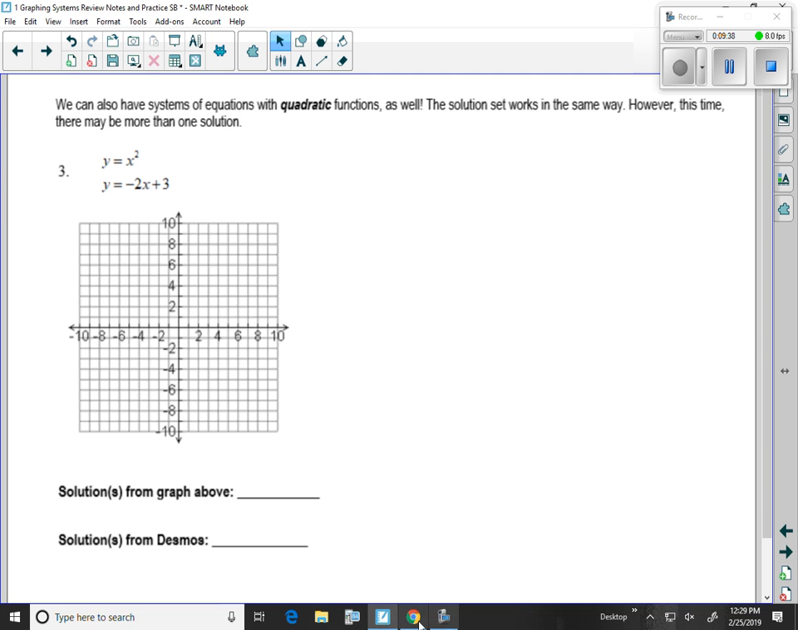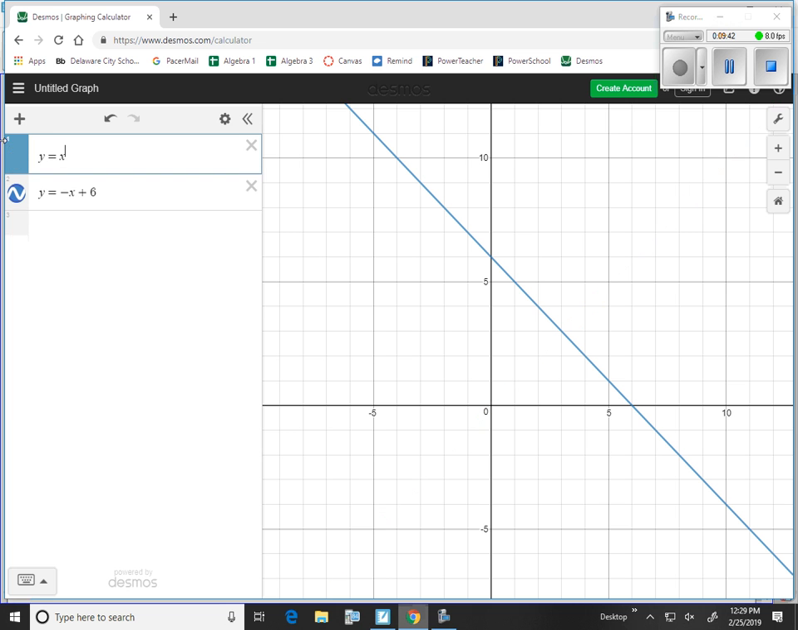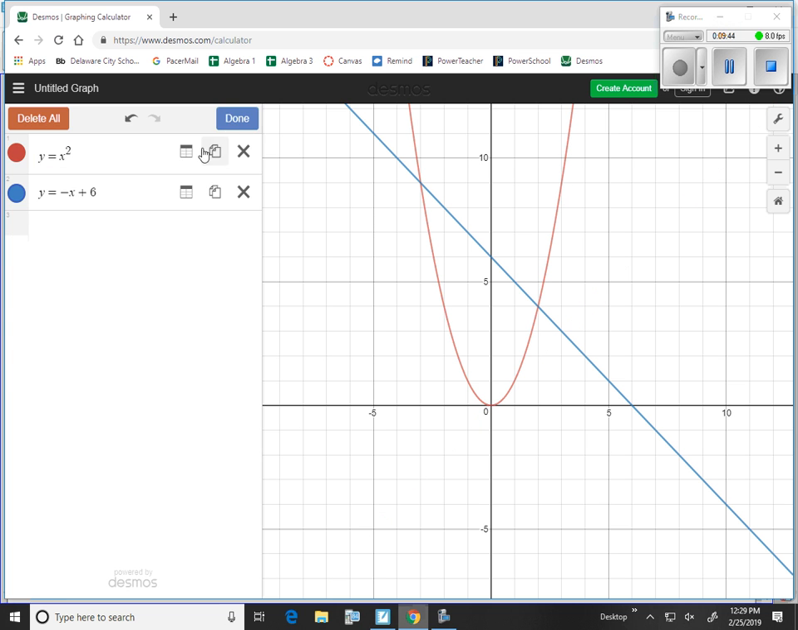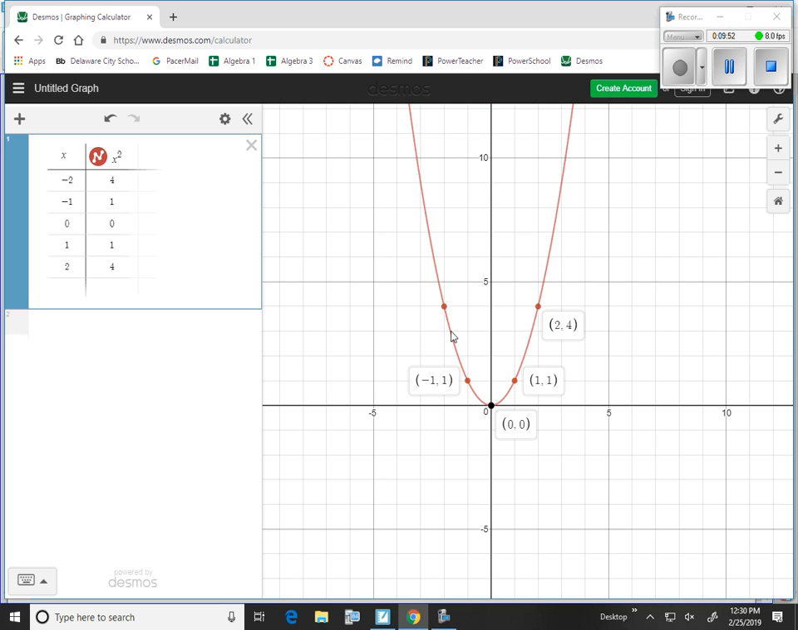Okay, so we're going to go ahead and go to Desmos, and we're going to type in y equals x squared, and I'm going to just add a table for that one. Okay, adding a table there. Or you can just look at these and you can graph these points. Okay, so I will leave that there for you. Go ahead and graph those.